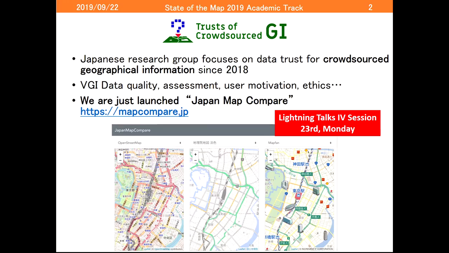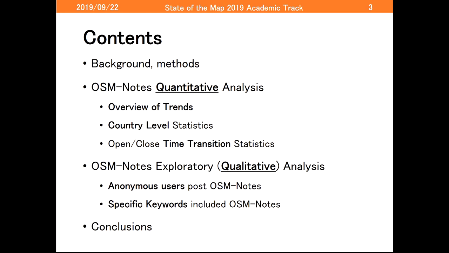Although there were only a few members working in the OSM community in Japan, we got a grant last year and formed a team on VGI, mainly focusing on OpenStreetMap data. We also launched Map Compare JP yesterday, which can compare OSM with several web maps in Japan. I will talk about it tomorrow morning in the Lightning Talk session. We mainly talk about analysis cases. This theme has just started, and I would like to have various suggestions from you, so please comment and suggest for us.